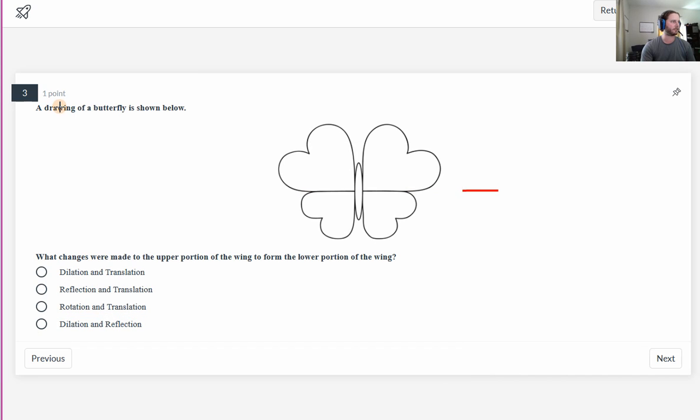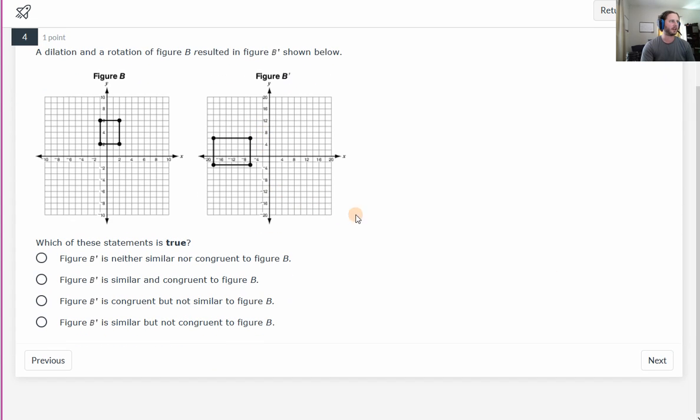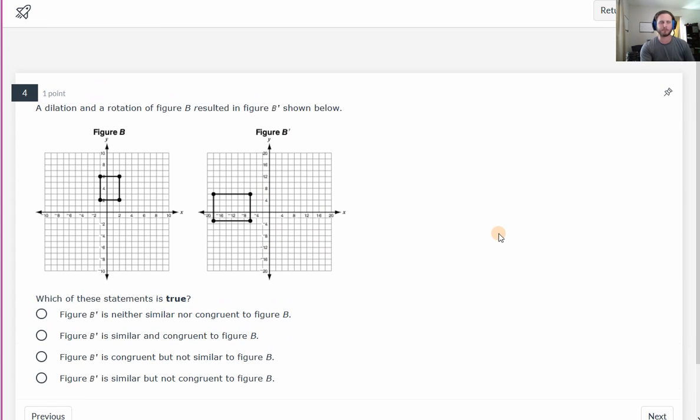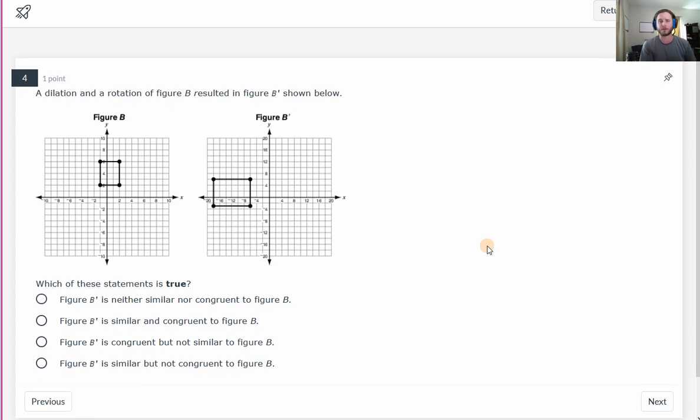We're going to move on to the next number, which is, I guess, number 4. I should point out I'm doing this in student preview mode, so these questions might be in a different order than you got them. I do apologize for that, but this way I can go over each problem individually. Number 4 is a dilation and rotation. It tells you that. It's a dilation and a rotation, and it resulted in B prime. And it wants to know which of these statements below must be true.